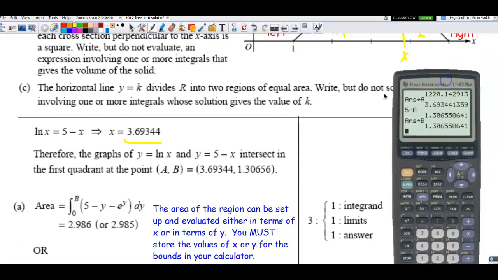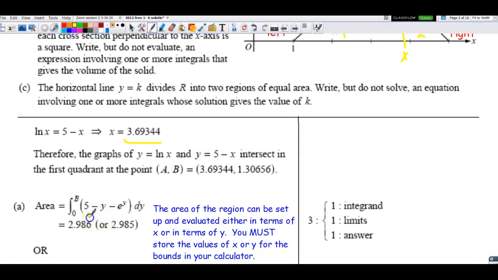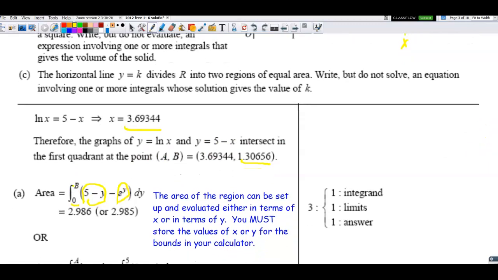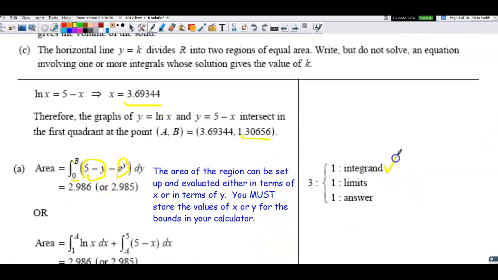So if you're going to do the problem in terms of y, you have to change your functions into being in terms of y, so you would have the right curve, which becomes 5 minus y, minus the left curve, which becomes e to the y, from 0 to this stored decimal number. And we would not write that B, we would write 1.307. And then let the calculator do its work, and there's 1 point for the integrand, that means having correct right minus left, 1 point for the bounds, and 1 point for the answer.